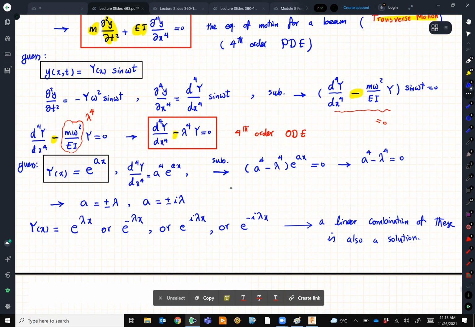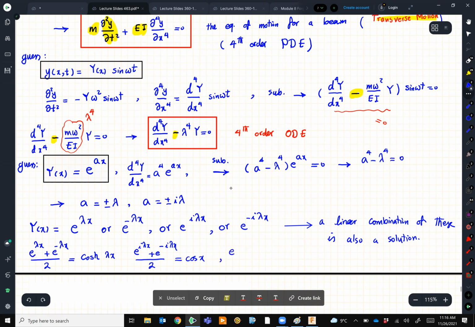So what I can do then, for example, write down that e to the power of lambda x plus e to the power of minus lambda x divided by 2 gives me cosine hyperbolic of lambda x, and e to the power of i lambda x plus e to the power of minus i lambda x divided by 2 gives me cosine of lambda x, and similarly e to the power of lambda x minus e to the power of minus lambda x divided by 2 gives me sine hyperbolic of lambda x, and e to the power of i lambda x minus e to the power of minus i lambda x gives me sine of lambda x.